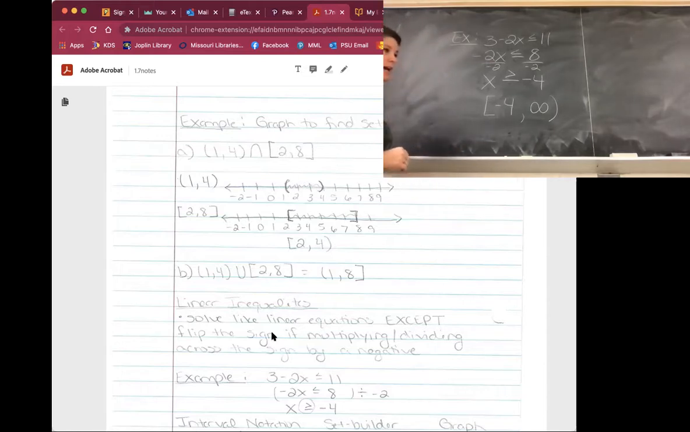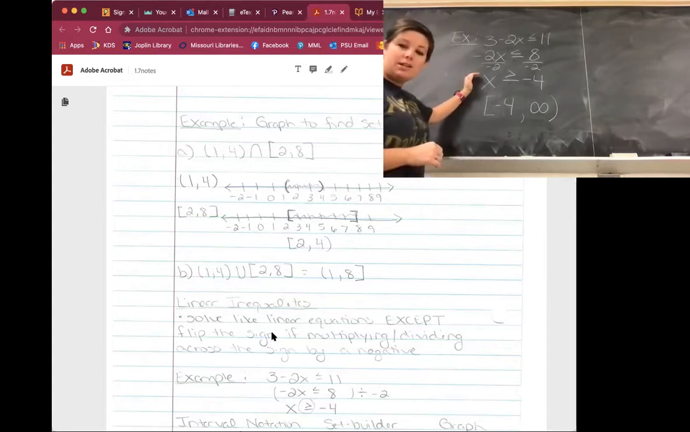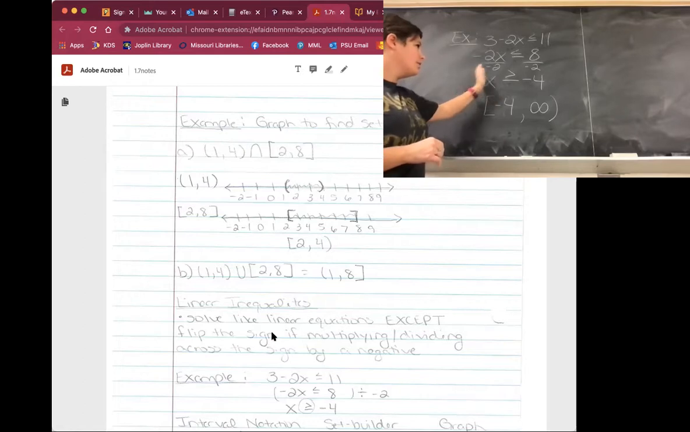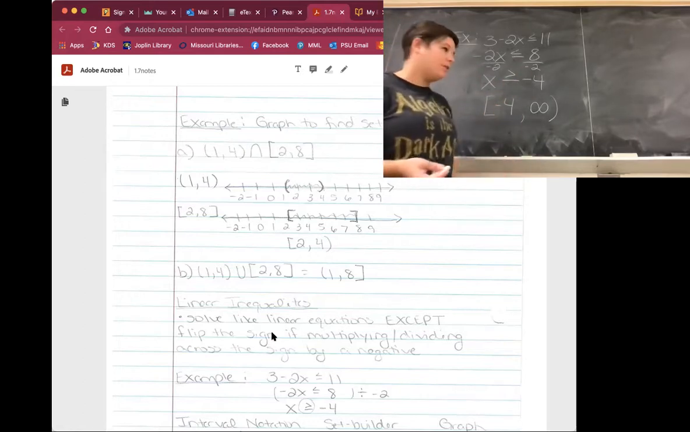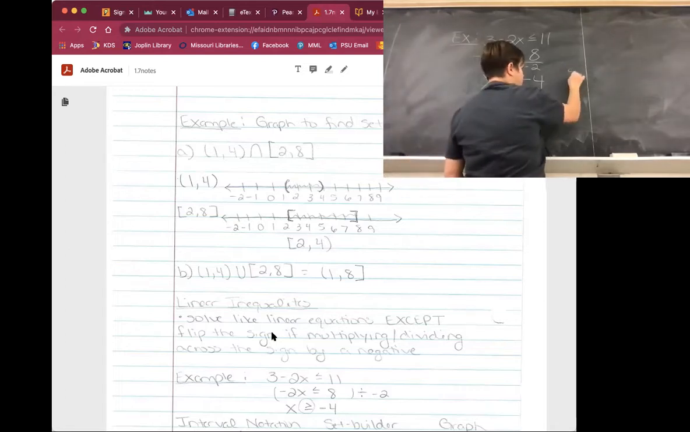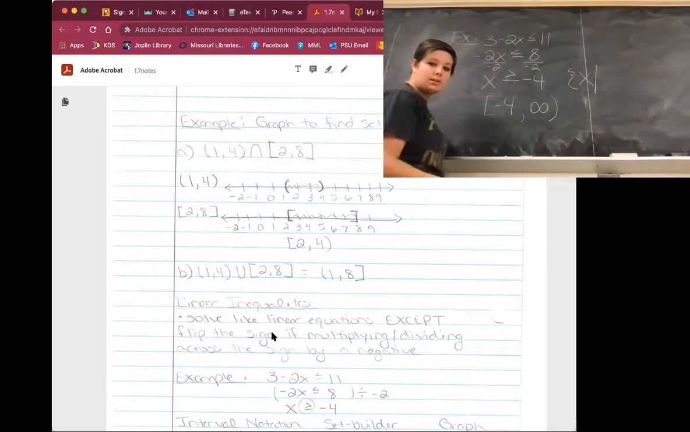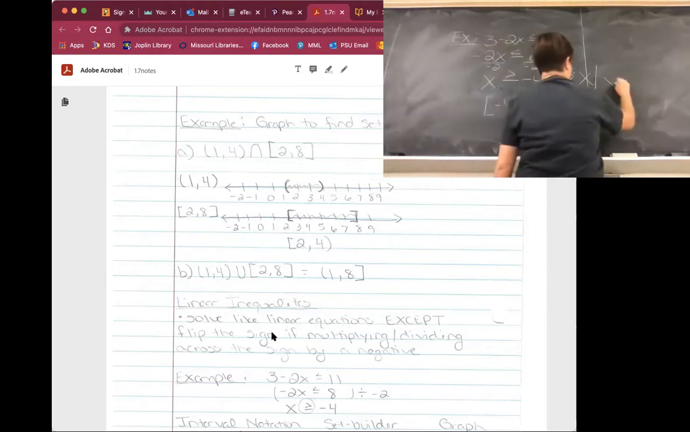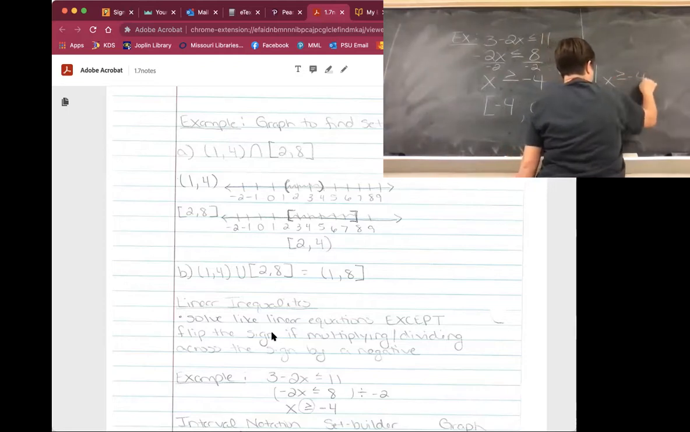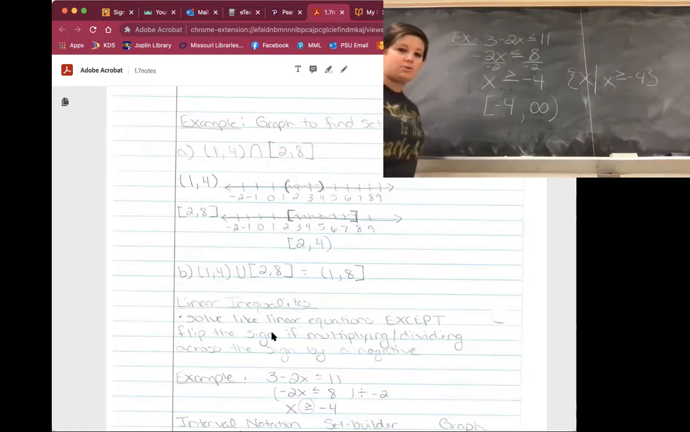If we needed to put that in set builder notation, set builder is really nice because when you solve these linear inequalities, you already have your inequality written. So we just have to stick it in set builder. We do curly bracket x such that, that's always how we start our set builder, and then we put our inequality. x is greater than or equal to -4. That's all you have to do for set builder, which is super nice.